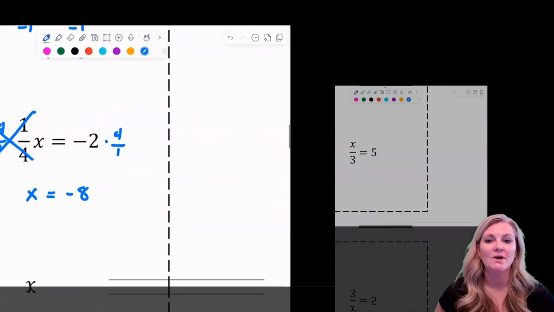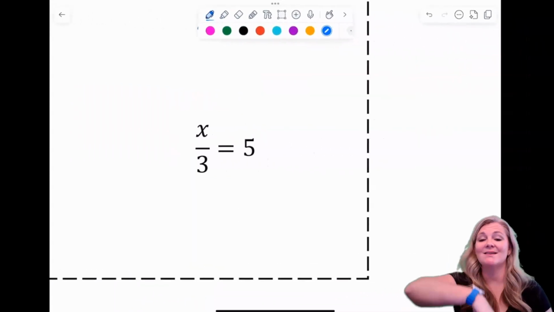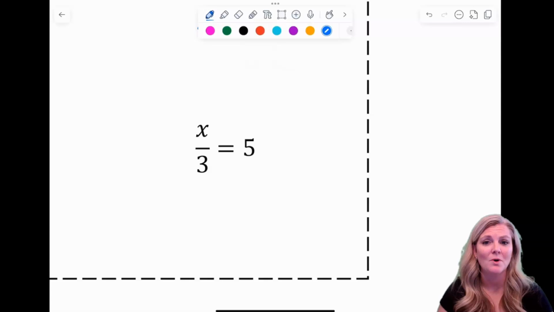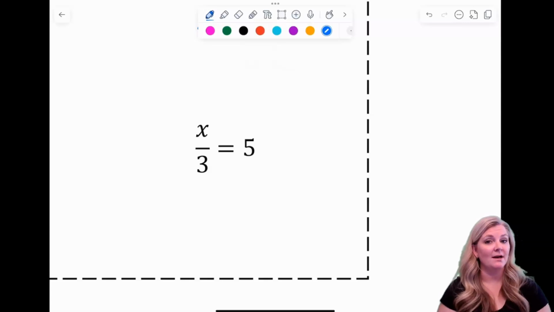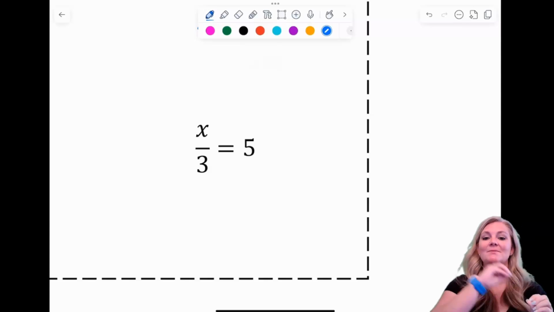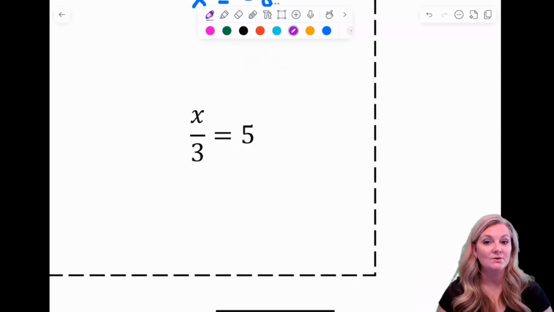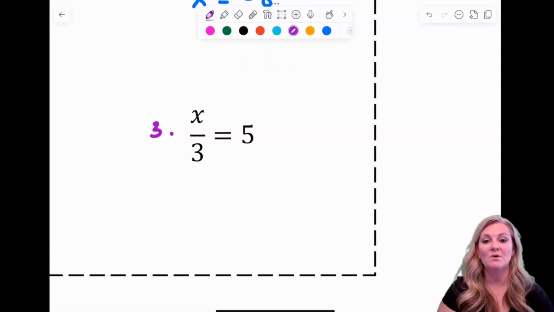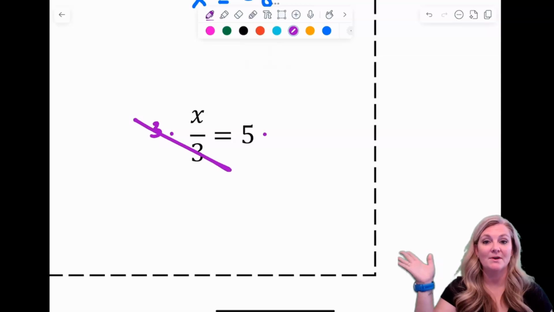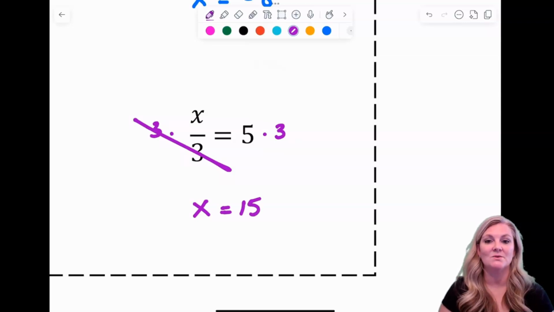My last example, I have x over 3 equals 5. And again, this is almost the exact example that I showed you before. I'm trying to get x by itself, and what is that 3 currently doing? Well, it looks like a fraction, and a fraction is the same thing as division. So how do you undo dividing by 3? You multiply by 3. Multiplying by 3 is going to cancel it, but what I do to one side, I have to do to the other. And so I get x is equal to 15.